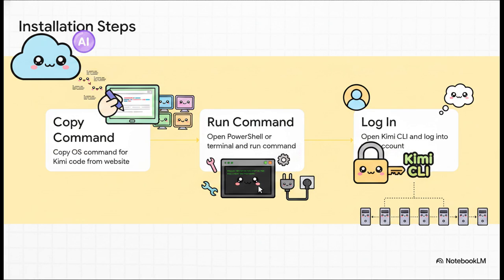Step 1. You just hop over to Kimi's website and copy this single installation command for your specific operating system, whether that's Windows, Mac, or Linux. Step 2. Open up your terminal or PowerShell, paste that command right in, and hit enter. The system automatically downloads and installs the whole shebang. Step 3. Once it's installed, you just open the Kimi CLI and it'll prompt you to log in. That is literally it. You are now fully set up with a powerful open-source AI coding agent right on your machine.